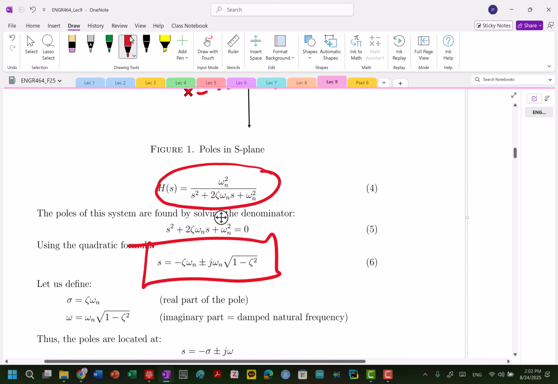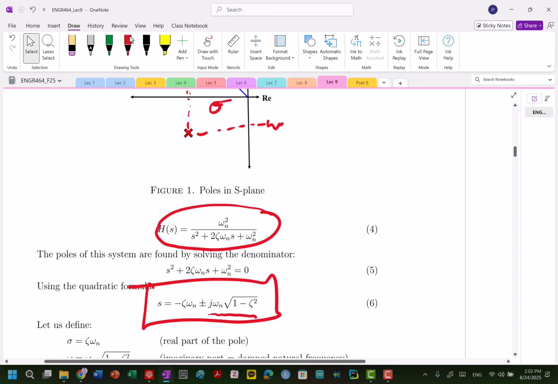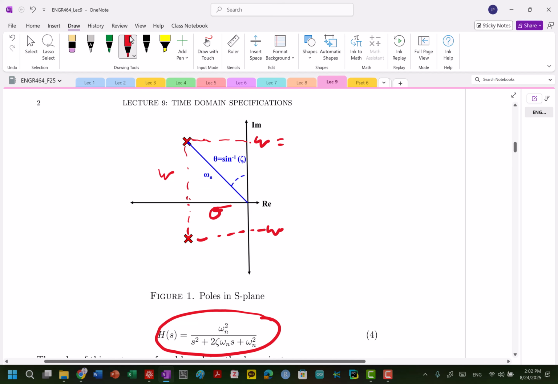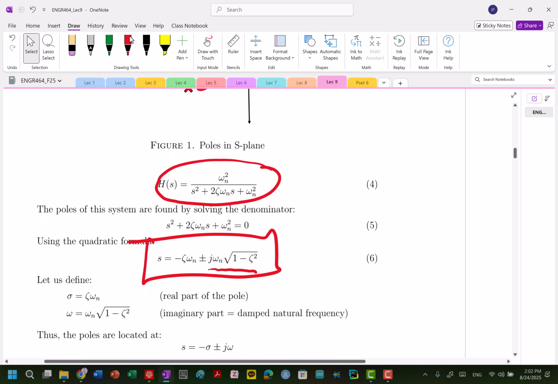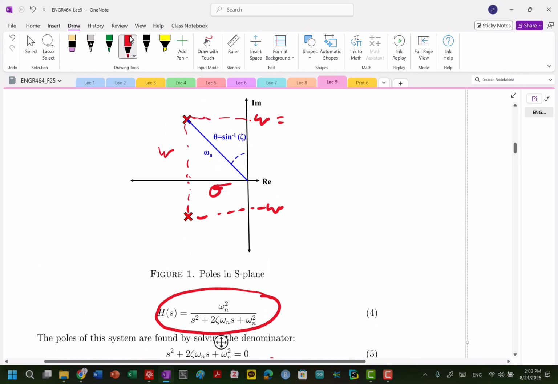So we can see here, if we define, based on this, our value here, omega is going to be equal to omega n square root of 1 minus lambda squared.